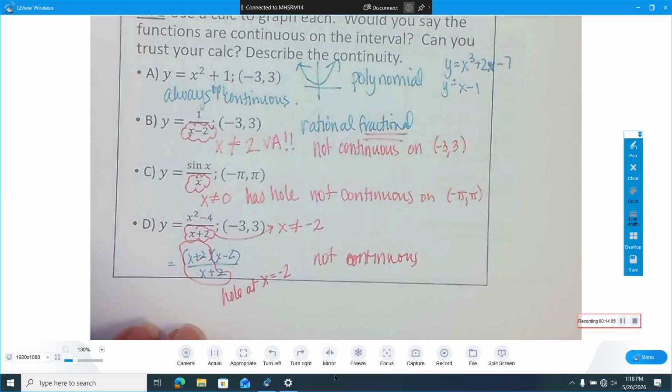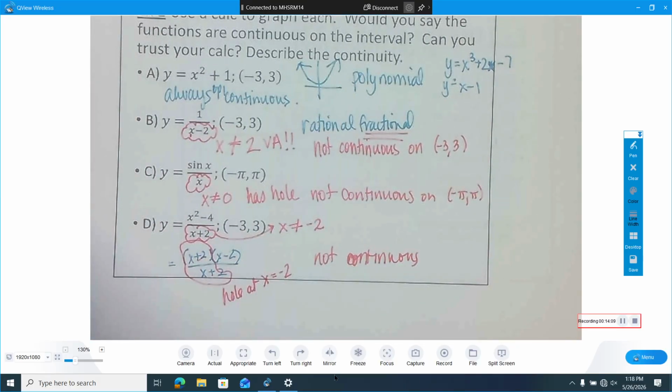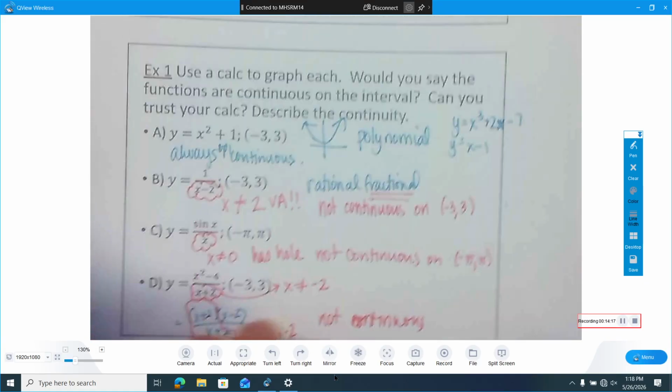on the interval. Is it continuous on the interval from 0 to 6? Yeah, it's continuous everywhere else. Okay. So this is just putting together a lot of stuff that we've talked about before, but turn the page.